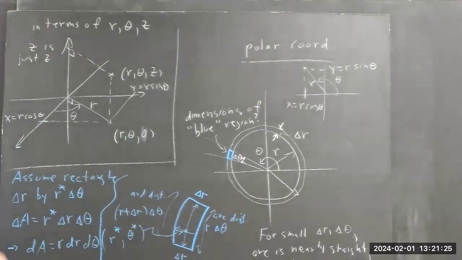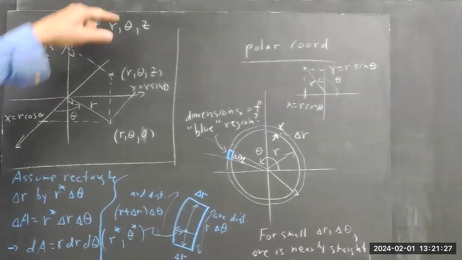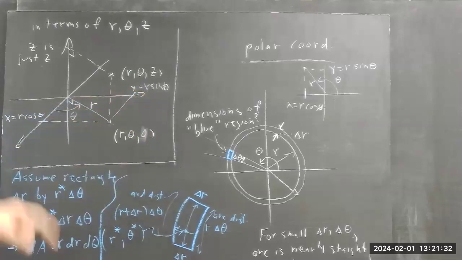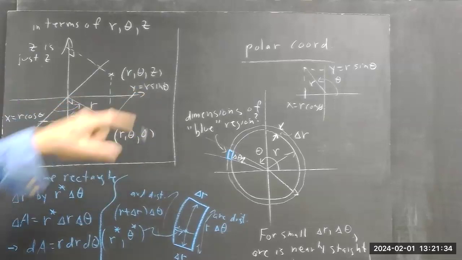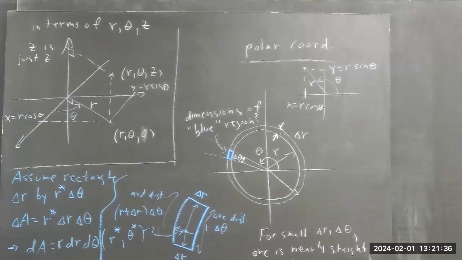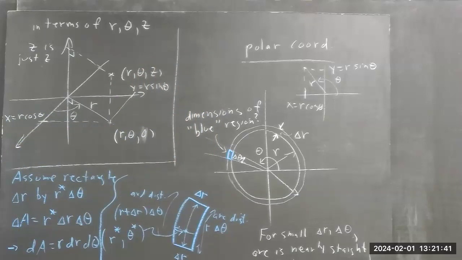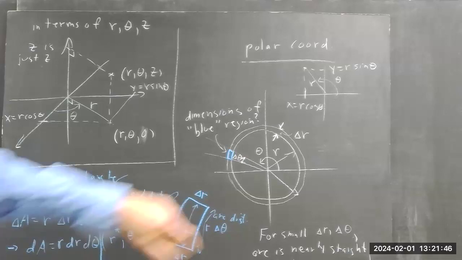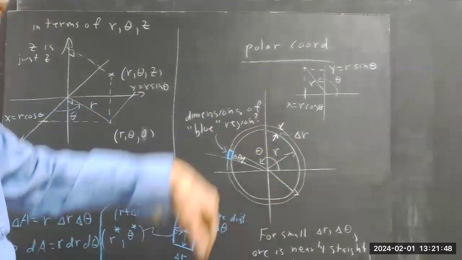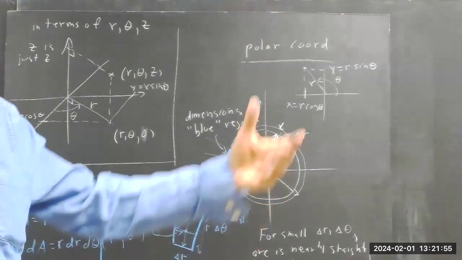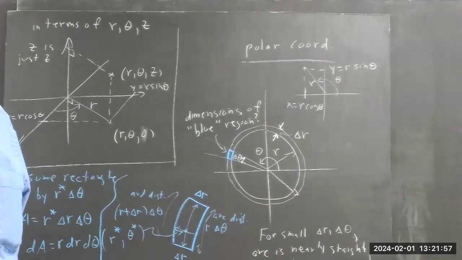You see that the conversion from cylindrical to rectangular is X equals R cosine theta, Y equals R sine theta, and Z equals Z. Polar coordinates are natural for representing circles. And then there are a lot of other shapes, lemniscates and roses and all the stuff that you see in polar coordinates.